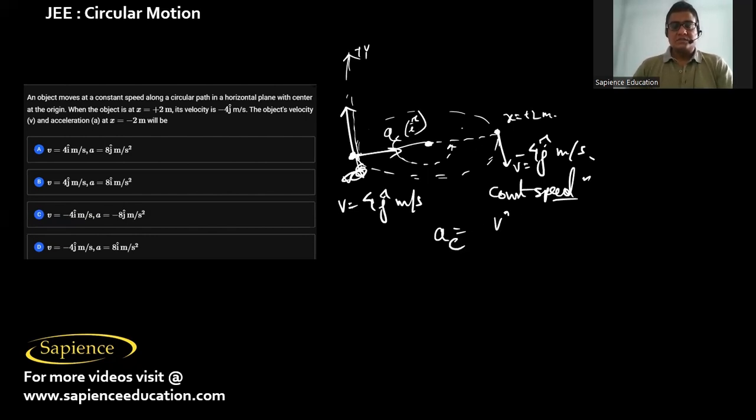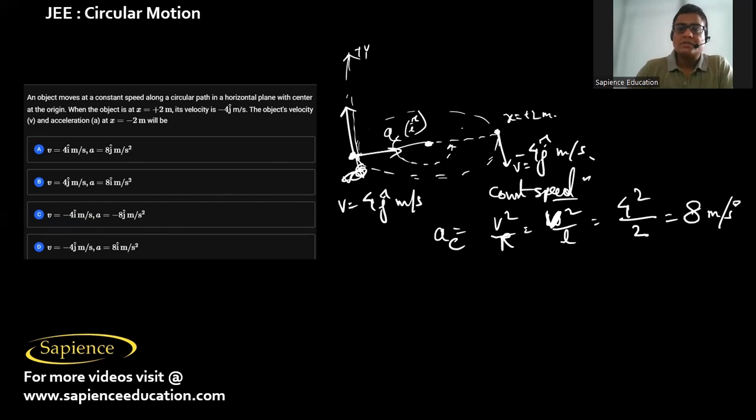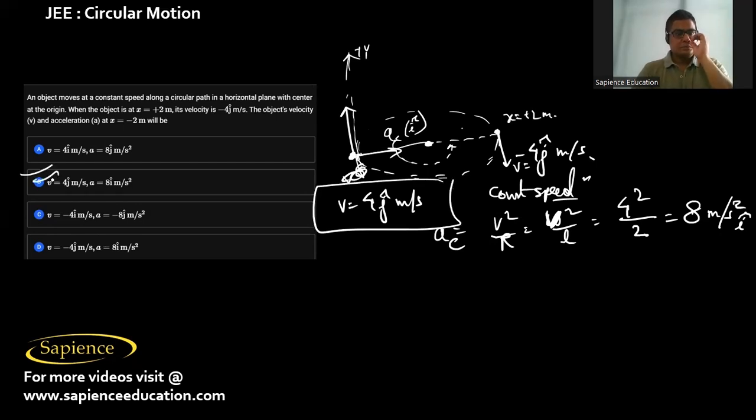So centripetal acceleration is v square by r, and here it will be v square by l. So v is 4, 4 square by l. L is 2 meters. So this will be 16 by 2, that is 8 meter per second square, into i cap. So acceleration is 8 i cap meter per second square, and velocity is 4 j cap meter per second. So option B is the correct answer.